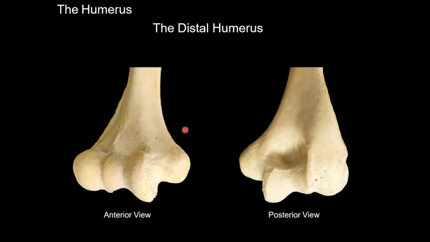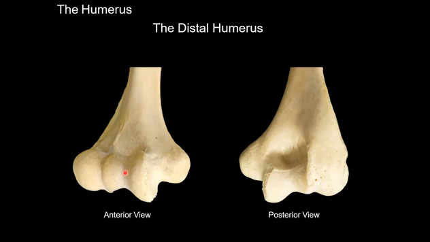Now we're looking at the distal humerus. You can see a lot of structures. So this is the anterior view. Remember, the anterior view of the humerus. We are going to see the greater tubercle by the medial part, and then you're going to see the lesser tubercle on the other part.